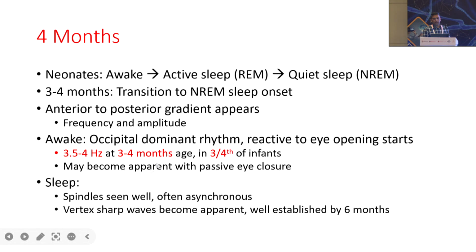So at this age, the posterior dominant rhythm is 3.5 to 4 hertz. So remember these 3 points. So nearly 3/4 of infants, you have this 3.5 to 4 hertz PDR. Then sleep spindles will be seen by 2 months itself, and vertex waves just start appearing.